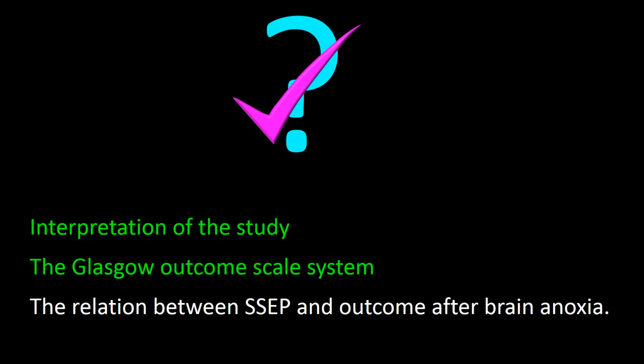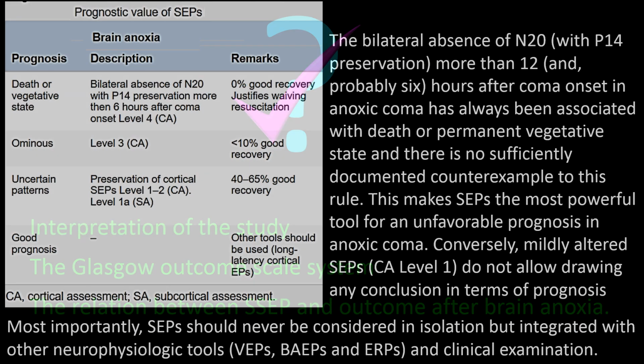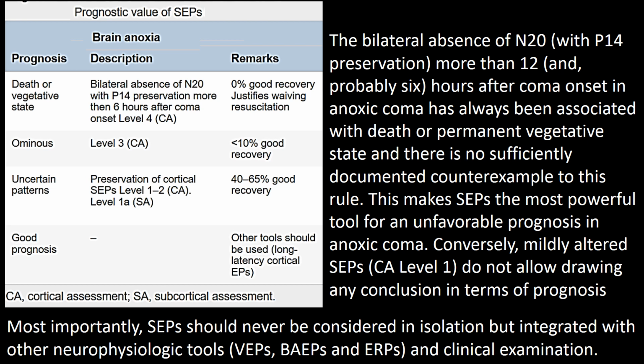So after addressing the second issue, we must address the third and last issue, which is the relation between somatosensory evoked potential and outcome after brain anoxia. You have seen this frame before. I am presenting it to you again so we can recall that patients with brain anoxia with absence of N20 and preservation of P14 have a very poor prognosis, which is equivalent to death or permanent vegetative state.